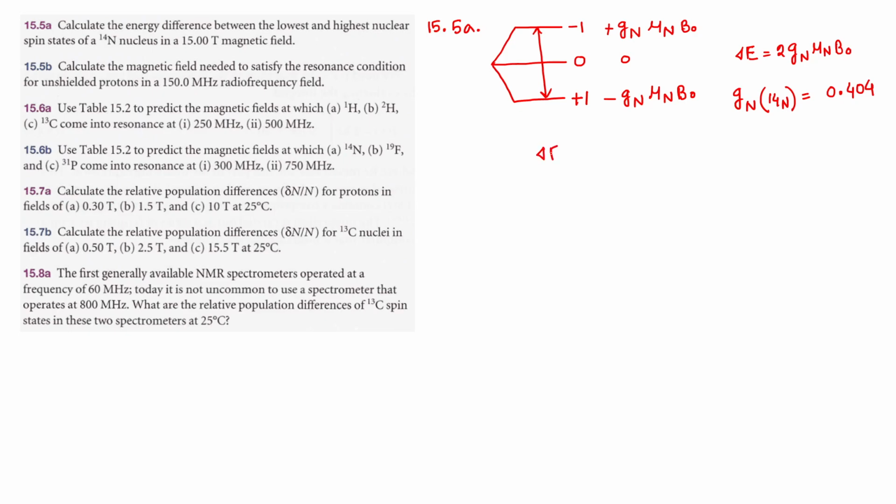So the delta E is 2 into 0.404 multiplied by mu n, we know 5.051 into 10 to the power minus 27 joule Tesla inverse multiplied by the 15 Tesla magnetic field. So let me calculate how much it will come.